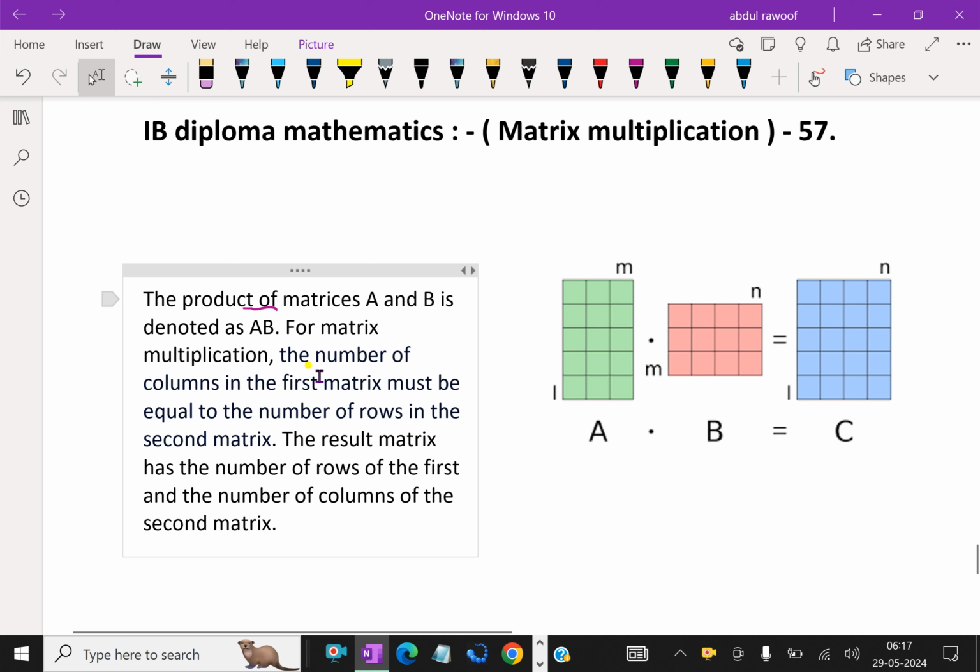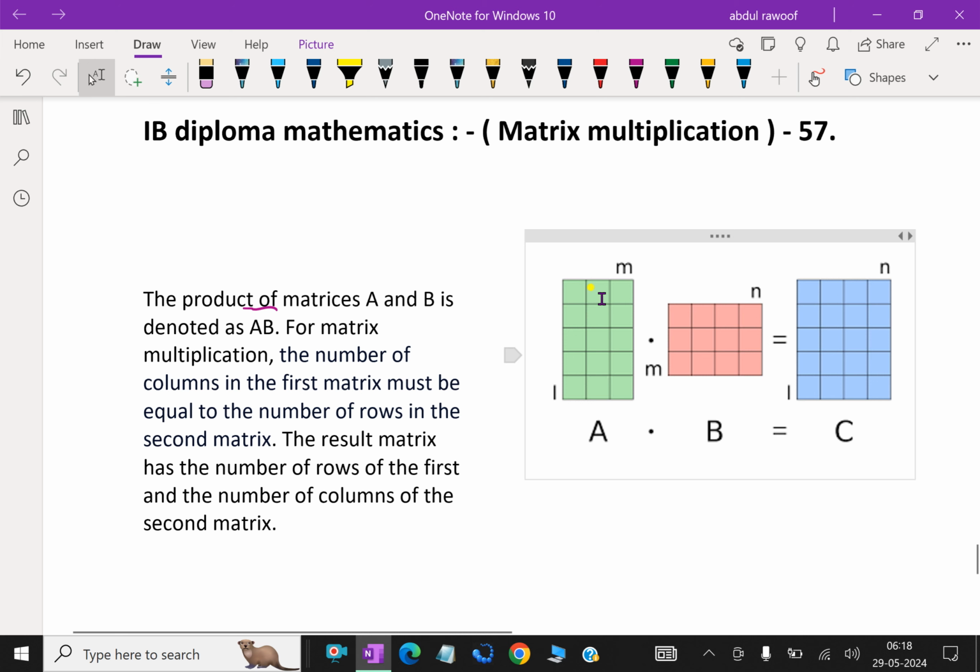For matrix multiplication, the number of columns in the first matrix, here the number of columns is 3, must be equal to the number of rows in the second matrix. Here in the second matrix the number of rows is 3, and in the first matrix the number of columns is 3. Both must be equal. The result matrix has the number of rows in the first matrix and the number of columns in the second matrix.